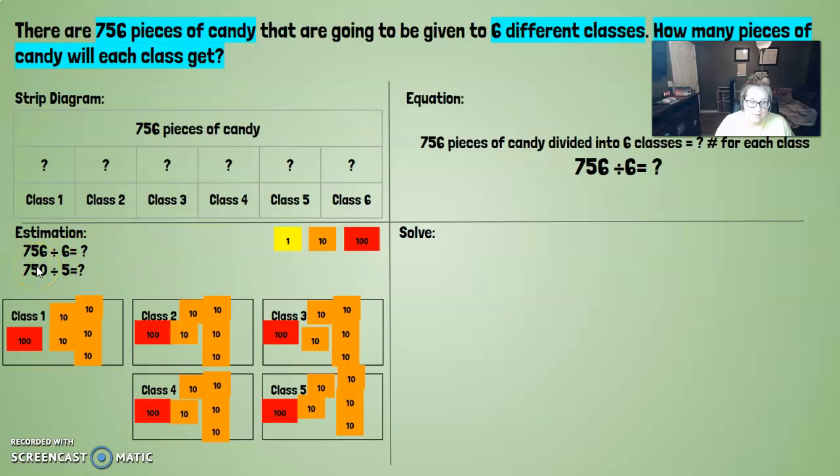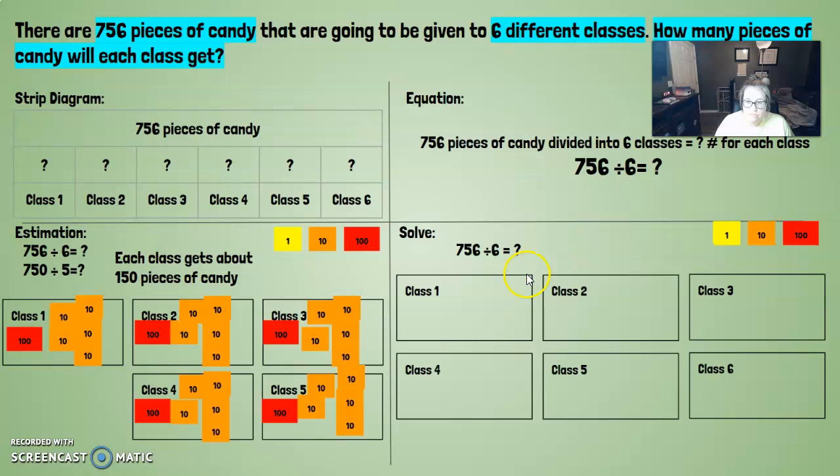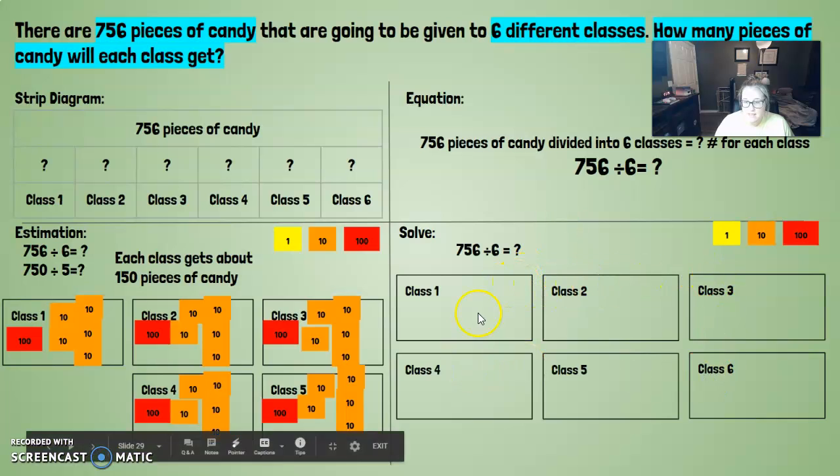Now, the way I find my answer is I look at my classes and I actually figure out how many is in each one. So I have 100, 110, 120, 130, 140, 150. So that means that each class gets about 100 pieces of candy. Now I'm actually going to solve. So I'm going to do 756 divided by 6. So I have my 6 classes, and I have my place value discs.